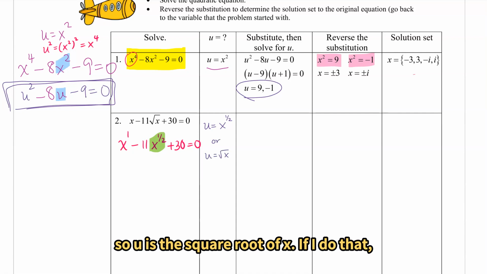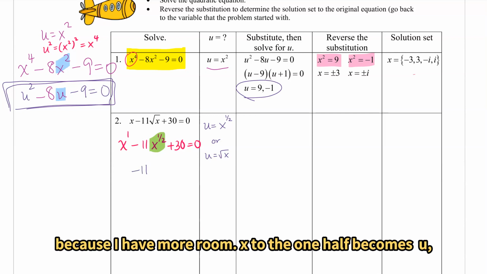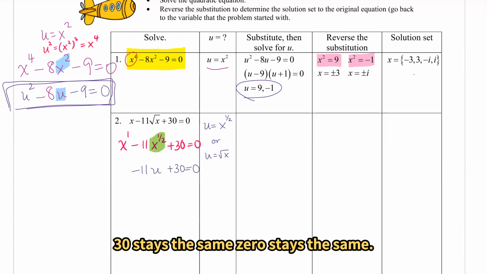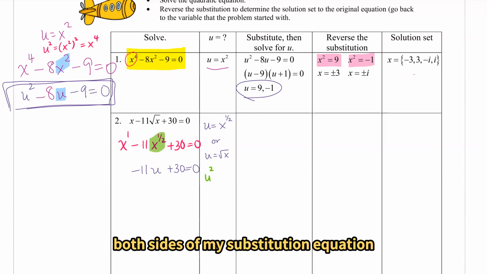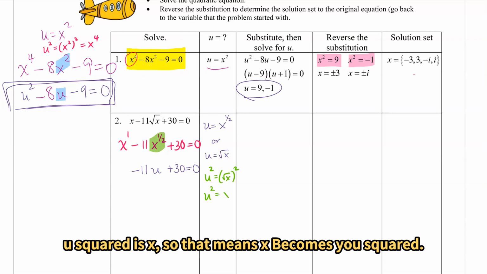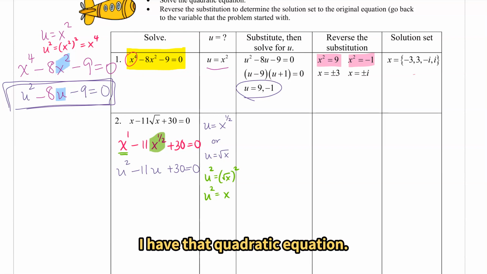If I do that, I'm going to use the bigger box over here because I have more room. X to the 1/2 becomes u, 30 stays the same, 0 stays the same. Notice that if I square both sides of my substitution equation, u squared is x. So that means x becomes u squared. And again, I have that quadratic equation, u squared minus 11u plus 30 equals 0.